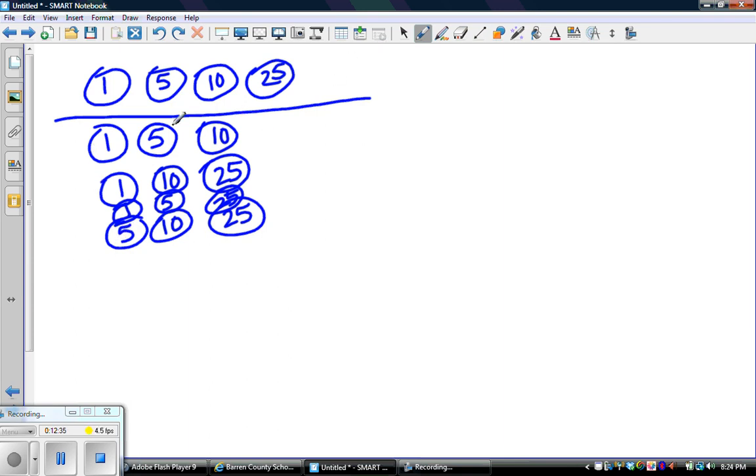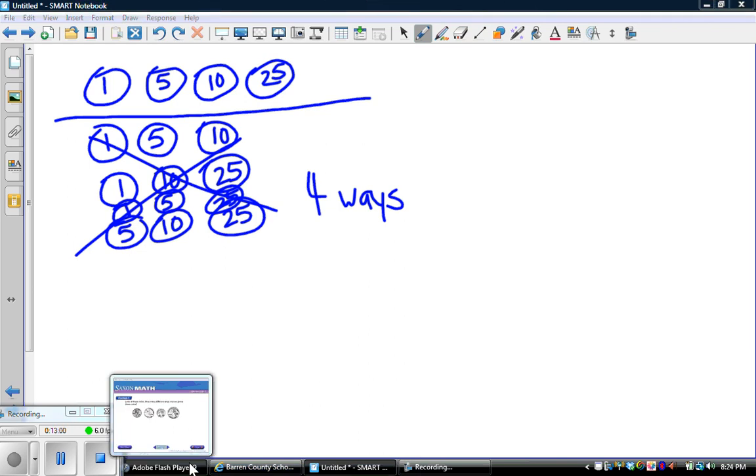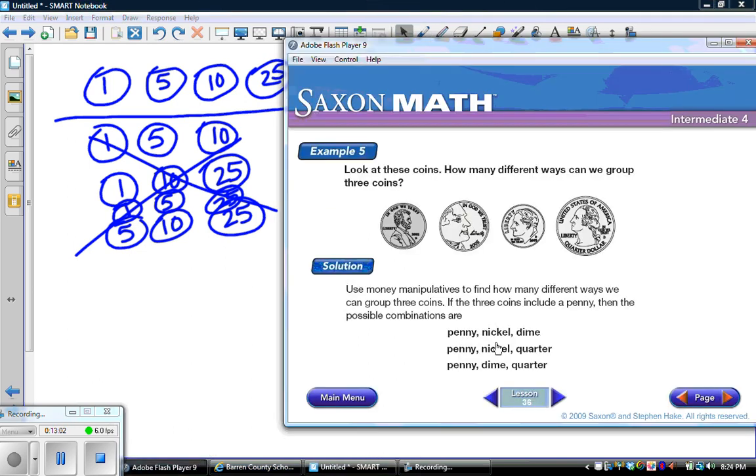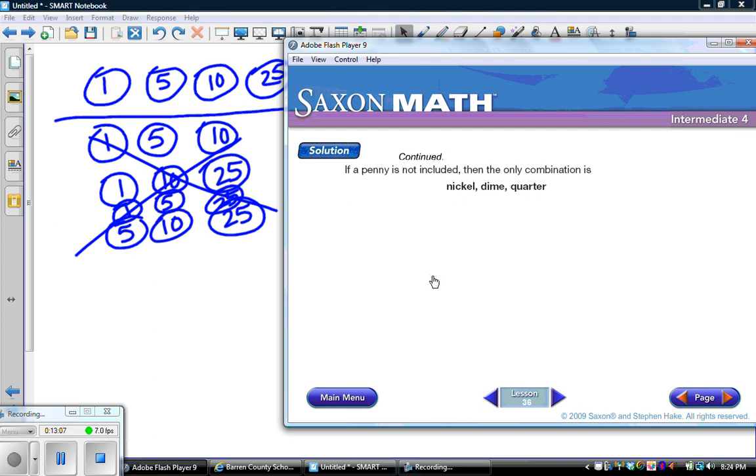Now, I did all this to show you that if we have 4 coins and we're making combinations of 3, all of our combinations are going to end up leaving out something. So one combination will leave out the penny, one will leave out the nickel, one will leave out the dime, one will leave out the quarter, and there you have it, 4 ways. There were the first 3, pennies in the first spot, and the last one.